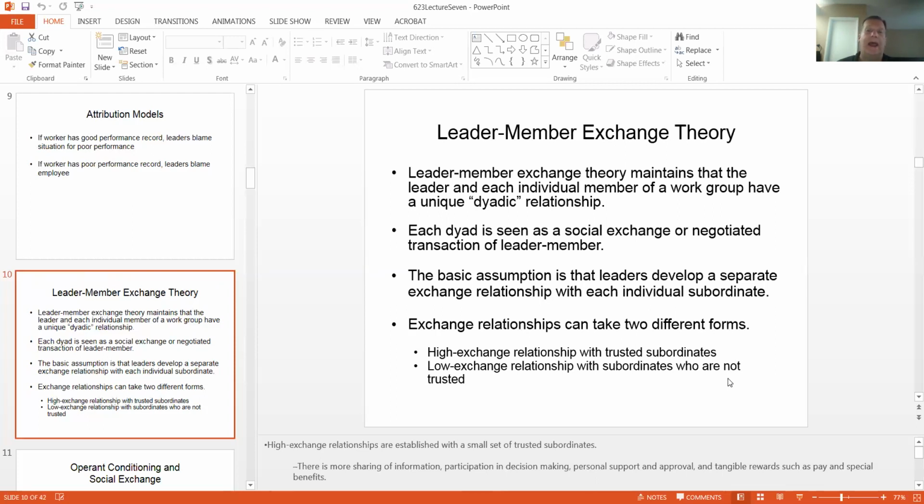Low exchange dyads are formed with subordinates that are not trusted, that don't have a very good track record with the leader. So again, this underscores the idea of it depends. It's going to depend upon the individual member, and each relationship is going to be different. Each dyad is going to be different between leader and member. Again, no one-size-fits-all type of approach.